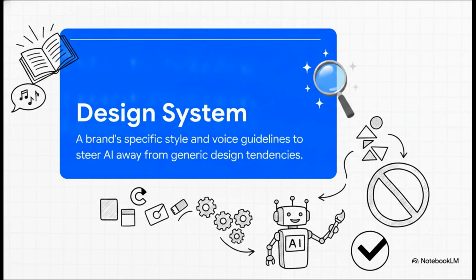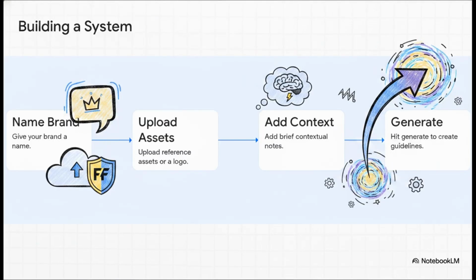Building this system is the absolute linchpin of the entire process. If you skip this step, your output will just look like standard AI fluff. But with it, everything you generate is going to be perfectly and consistently on brand. So let's walk through how incredibly fast you can actually establish this core identity.